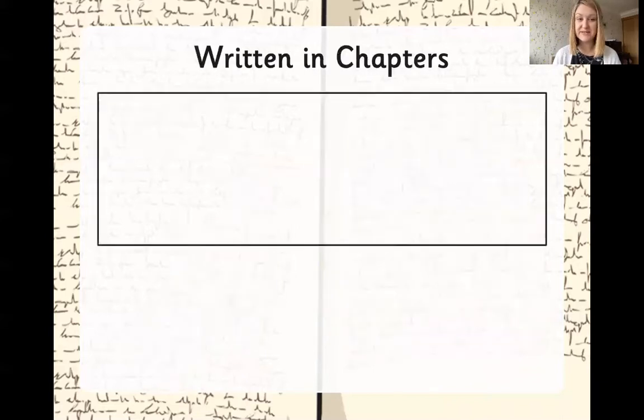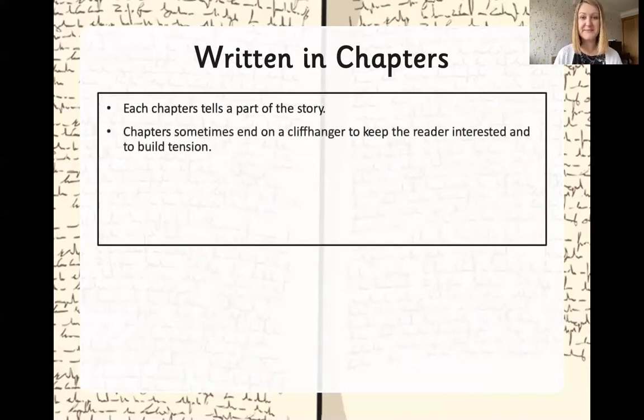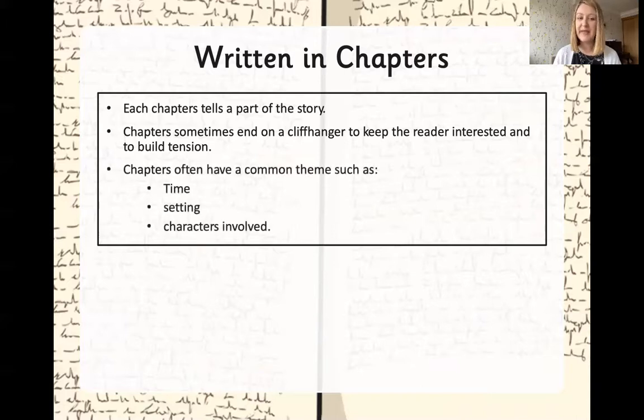They're quite often written in chapters. So each chapter will tell a part of the story, and chapters sometimes end on cliffhangers to keep the reader interested and build attention. I know I am very bad when it comes to reading a book with a cliffhanger. I never can pause. I always want to read more. And chapters often can have a common theme. It can be like a time, or it could be the setting, or it could be about the different characters involved. So it's a bit like when we are doing our story plan, isn't it? That we think about the different sections that are going to come in our story. Well, if you're an author and you're writing a chapter, you're doing very similar, but you're adding that extra bit of information and more detail.